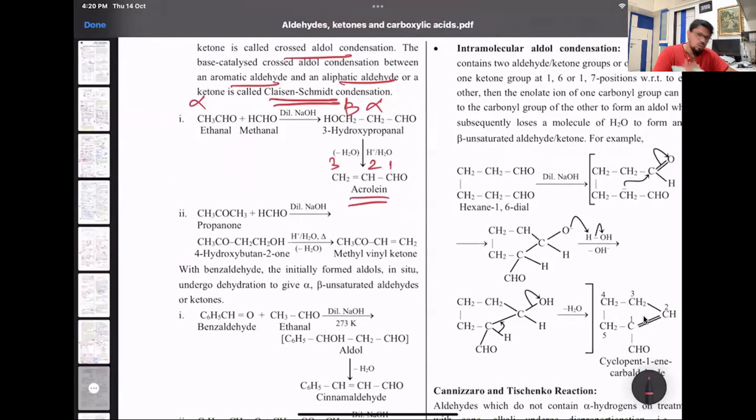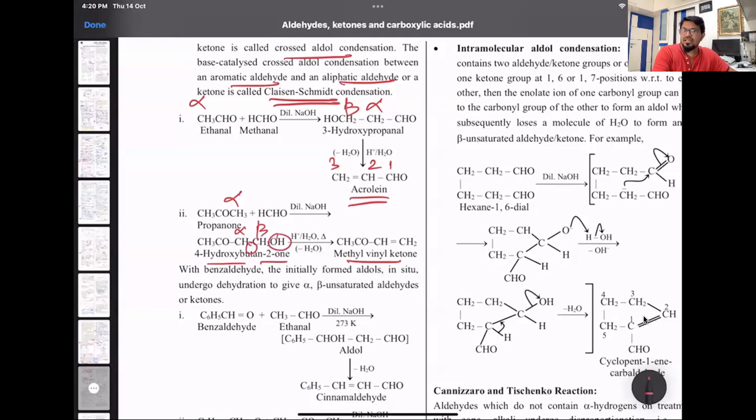Same way, acetone and formaldehyde. Formaldehyde has no alpha H, propanone has. So on any one side, it will give its alpha H. So if it gives alpha H, we get 4-hydroxybutanone, which will finally break down to give me methyl vinyl ketone. That is an alpha beta unsaturated ketone. Okay. So again, this is alpha, that is beta. So from beta the OH, from alpha the H.